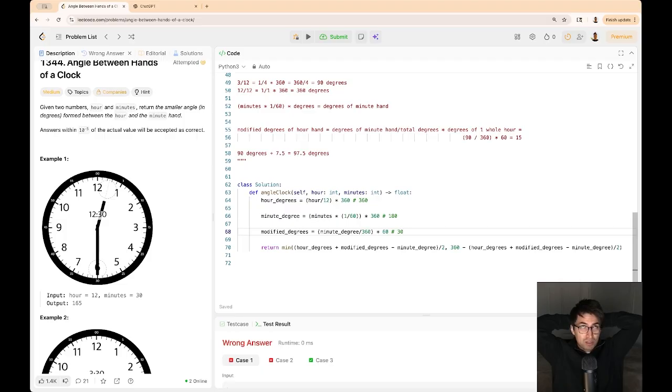If 1 hour is, what is it? 360 divided by 12 is 30 degrees, then it moves 1/2 of, but that's just a coincidence that it was 30, right? Thirty, 1/2 times 60. It moved 30, so that's 30 modified degrees. 30 divided by 360.